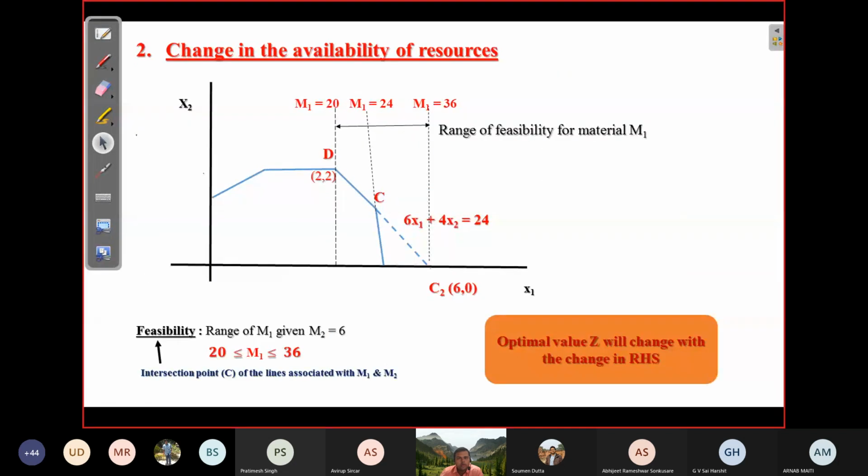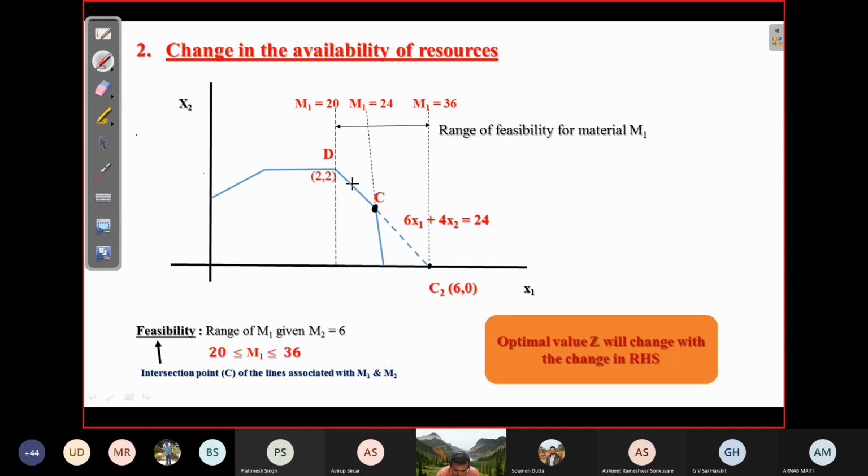this one gives you the range of feasibility for M1, the raw material, right? So you see, initially C was the optimal solution here. As you increase the raw material M1, this C will slide downward, okay? And up to this point C2, beyond which, if you further increase your resource M1, that constraint related to M1 will become redundant. Similarly, if you decrease it, it will slide upward.